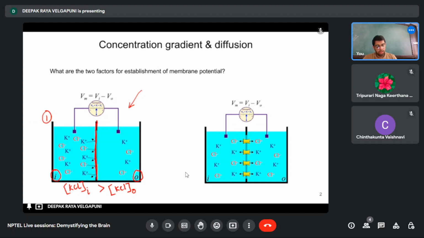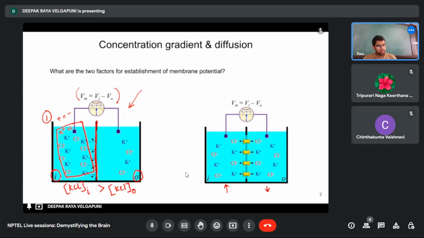Right now both sides have an equal number of K plus and Cl minus ions, and therefore positive and negative charges are equal on each side, electrical neutrality is maintained, and hence there is no potential difference when you measure across the membrane. This is the first scenario. Now let's take a scenario where you have a membrane which is permeable to both ions, the chloride ions and potassium ions.